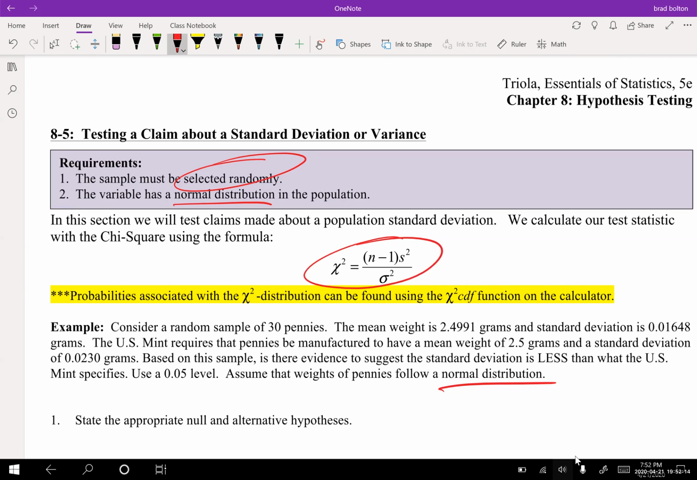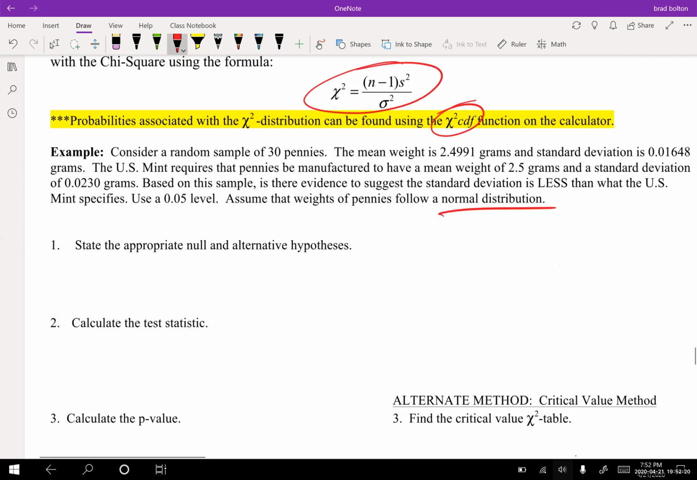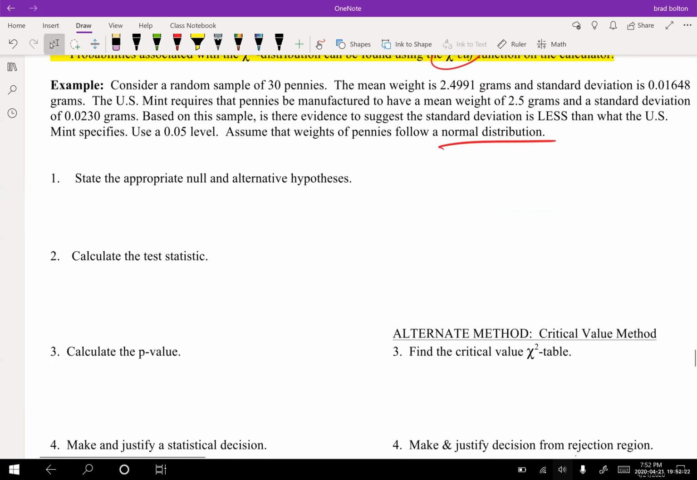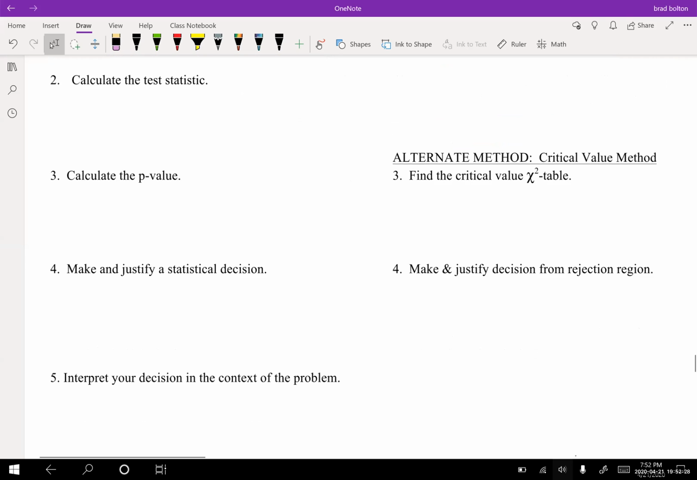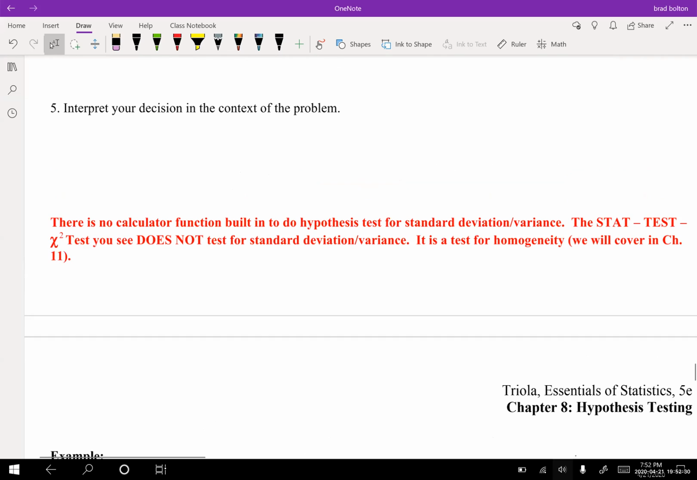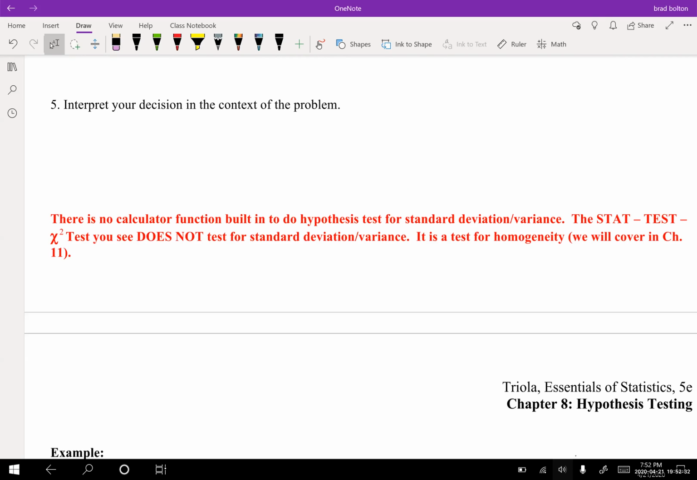Okay. So we can use the chi-squared CDF function, or you could also use the chart that I gave you as well. Either one would work. On our calculator, I do not believe there is a way we can do this one. Yes, if you look way down here, it says there is no calculator function built in to do hypothesis tests for standard deviation or variance.